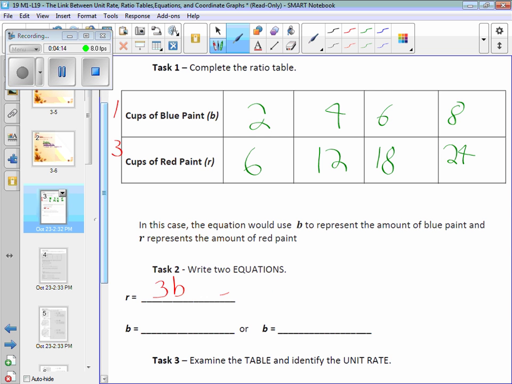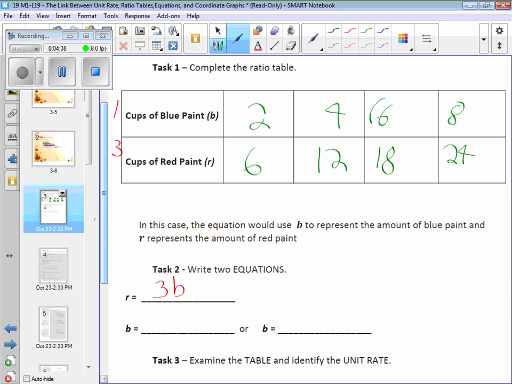What did we teach you? How do we know that this equation is correct? What can we do to prove it? Lucas. You got it. It's called substitution. Give me a value that you'd like to plug in for B. 6.